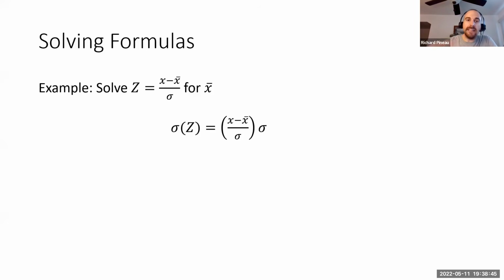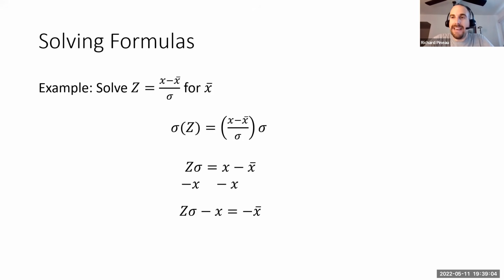So on the left side, that leaves me with z sigma. And on the right side, the sigmas are going to go away. And what we're left with is x minus x bar. Now, remember, I'm solving for x bar. So I'm going to subtract x on both sides. So that leaves me with z sigma minus x is equal to negative x bar. So I don't quite have x bar by itself. So what do I need to do? I need to either divide or multiply by a -1.